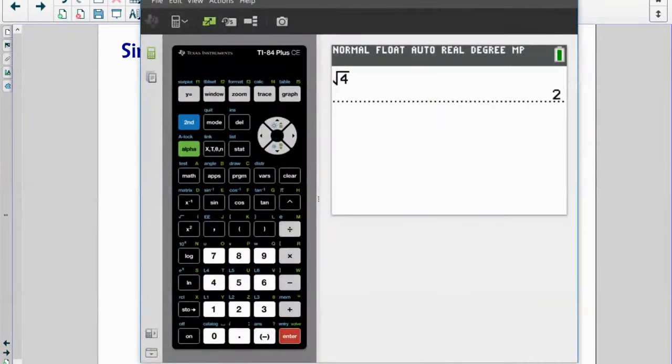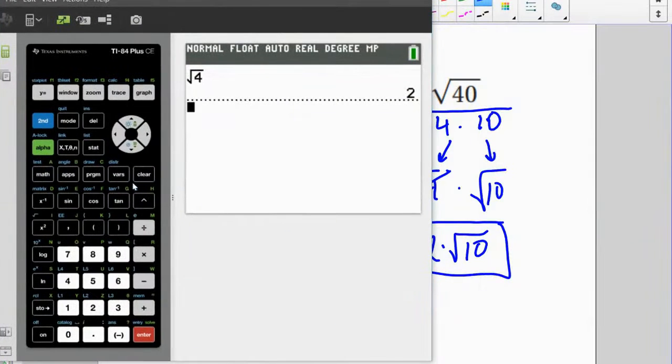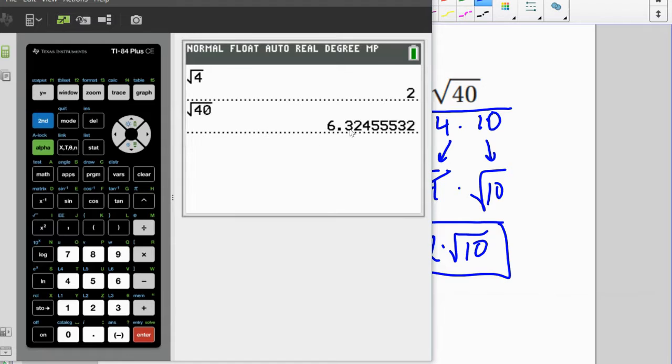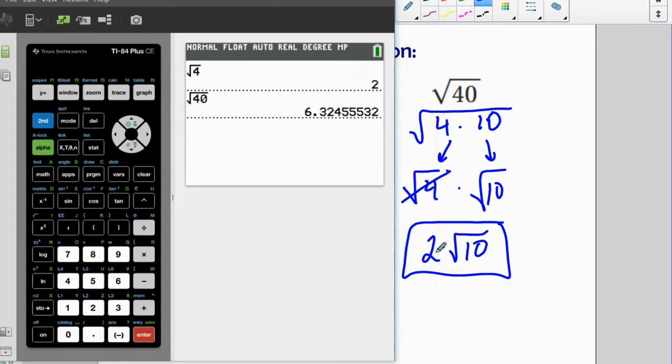So I do want to go through this and show you that the square root of 40 is that number between 6 and 7. That's like 6.324555532, and it keeps going. It just only gives us 10 digits. And that's going to be the exact same as if I do 2 times the square root of 10.